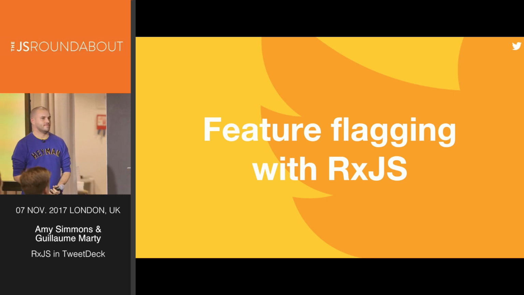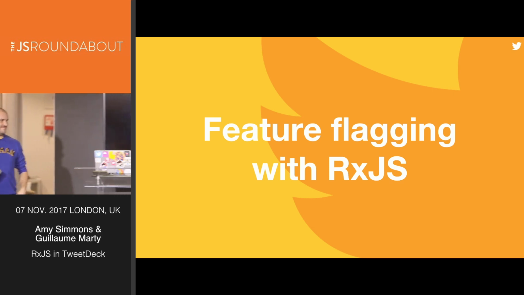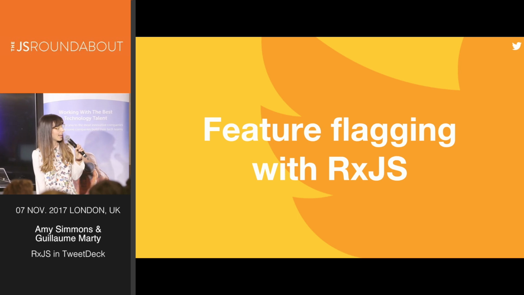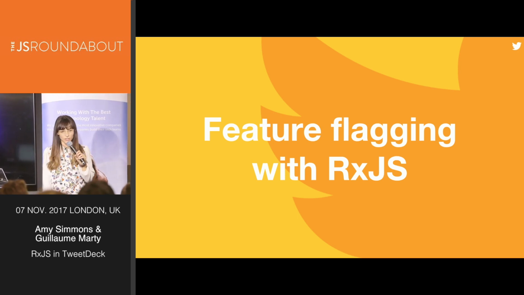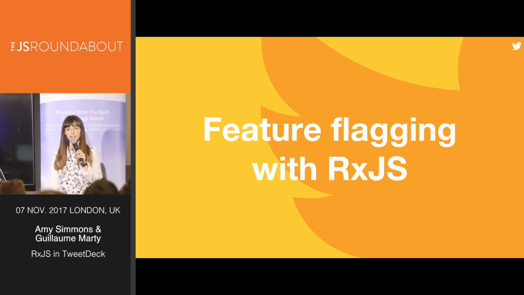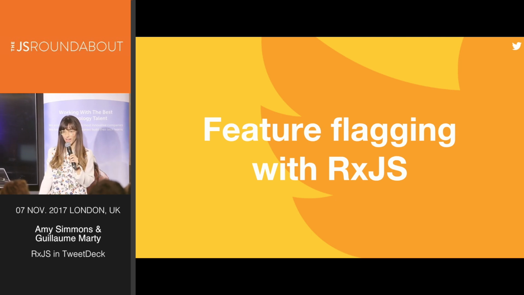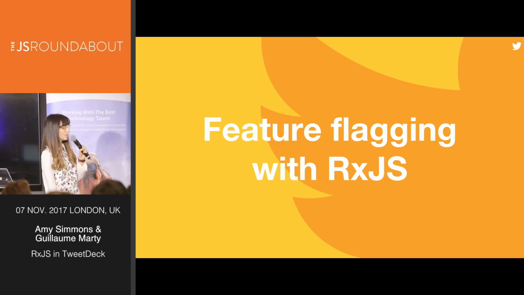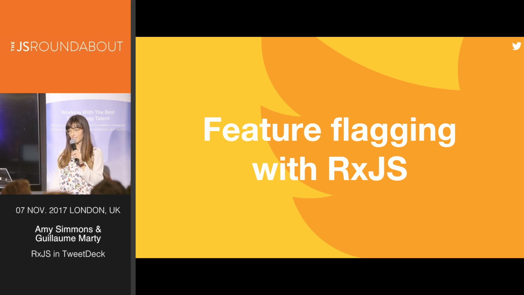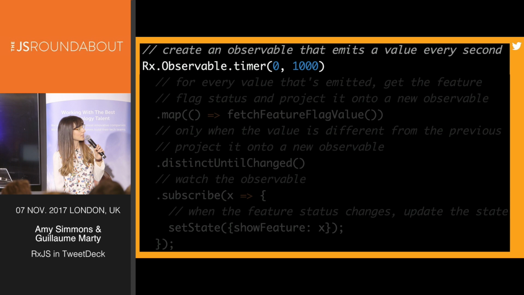Yeah, so fortunately, as Guillaume just said, this is a problem that RxJS can solve. We're going to use RxJS firstly to tell us when our feature should be on and when it should be off. And then we're also going to use RxJS to make sure that our UI reacts accordingly to that state. So here's how we do it.